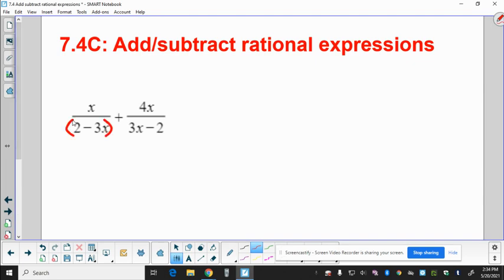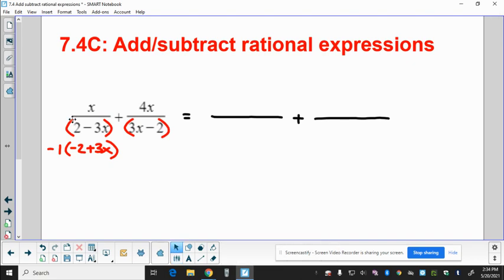I'm going to factor out a -1. And what I will get then is this, which is the same as that expression. So that leads me to know that my common denominator is going to be a -1 and a 3x minus 2.